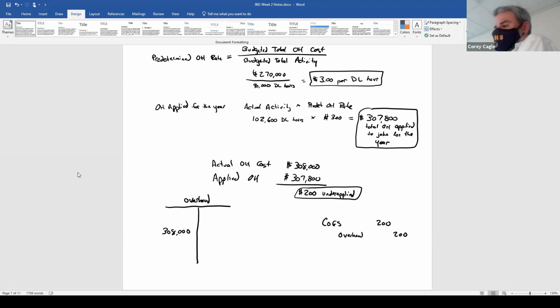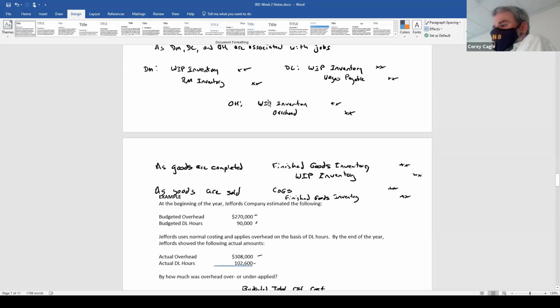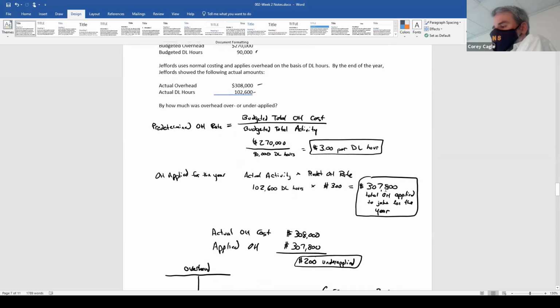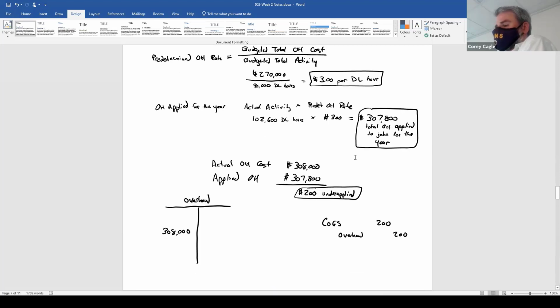All right. As we apply overhead, debit work in process, credit overhead. Total applied was 307,800, so we would have debited work in process for 307,800. We would have credited overhead for 307,800. So this is incurred.